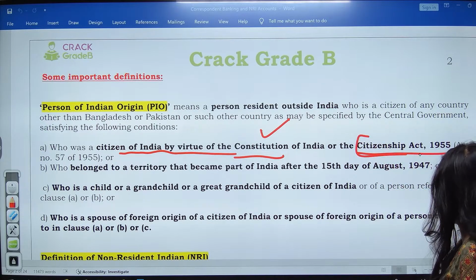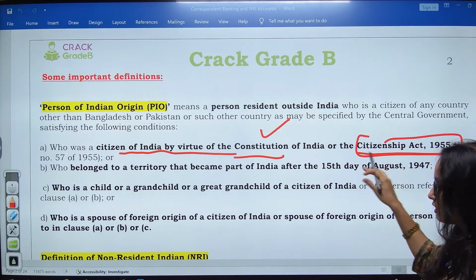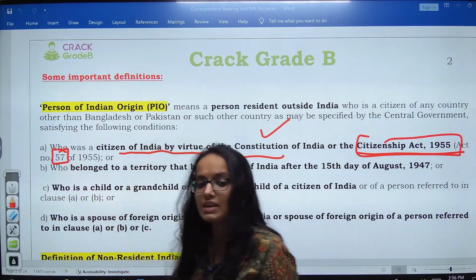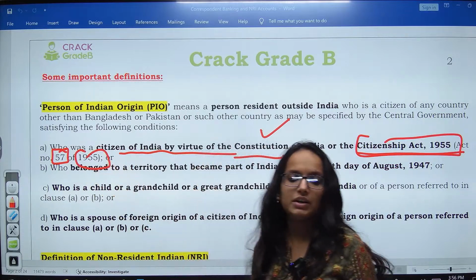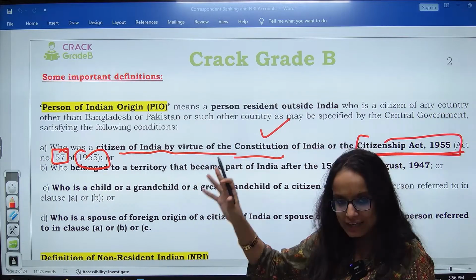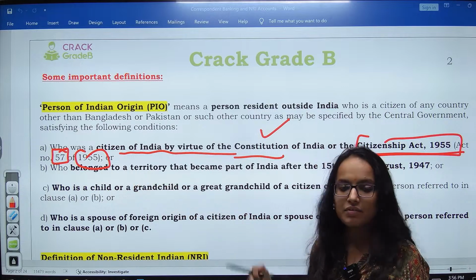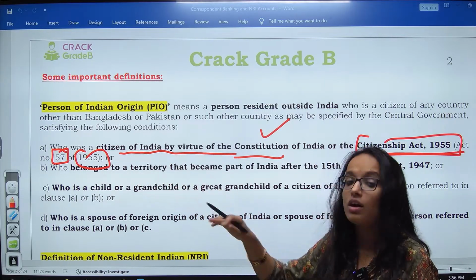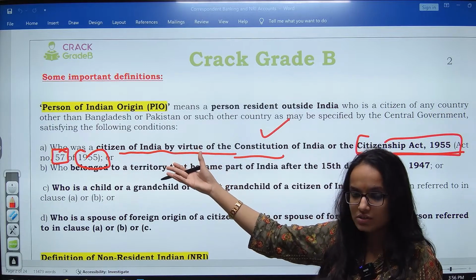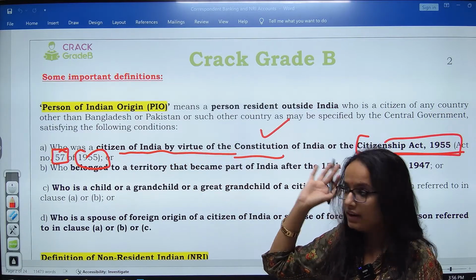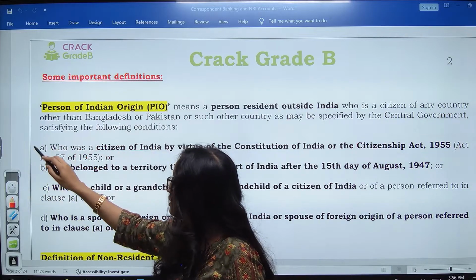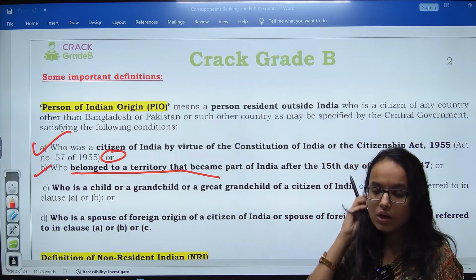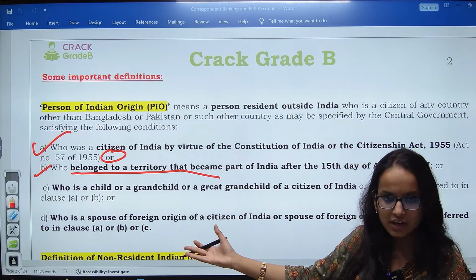Now, in this case, being a citizen of India will be mentioned as Act number 57 of the Citizenship of India Act 1955. So the first criterion: either he was a citizen of India as per the Constitution or Act, or the second one, who belonged to a territory. You have to satisfy either of these conditions, not all.